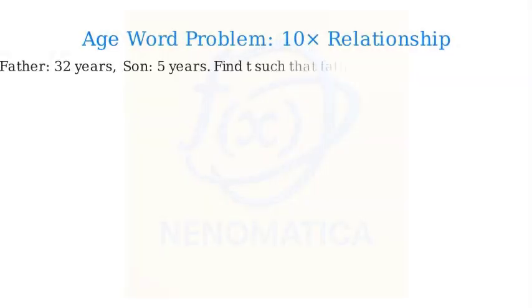Example age problem. A father is 32 years old, and his son is 5 years old. After how many years will the father's age be 10 times the son's age? We'll build an intuitive diagram, set up an equation, solve it step by step, and then interpret the answer.